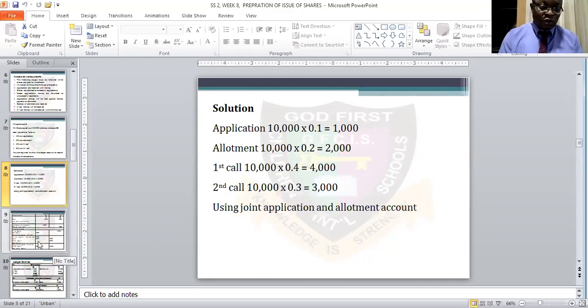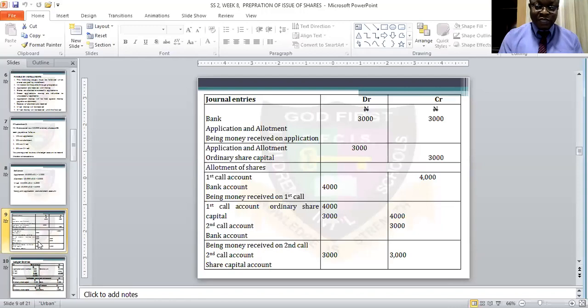So let us look at how we are going to prepare the journal entries. The first thing, you debit the bank account with 3,000 naira and credit the application and allotment account with 3,000 naira. Then you have the comment there, being money received on application. Then the application and allotment account of 3,000 naira will be debited, and the ordinary share capital of 3,000 naira will be credited.